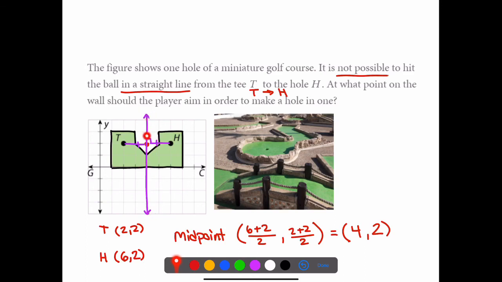It must also be perpendicular, meaning that if my slope is 0 here, my slope needs to be undefined here in order for it to be perpendicular. So I now have my line of reflection.